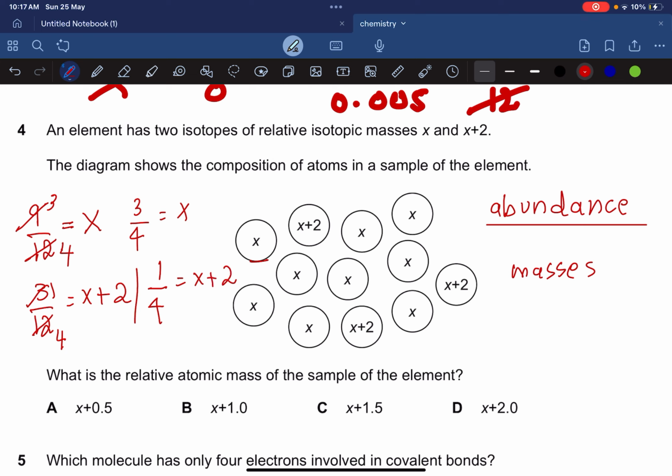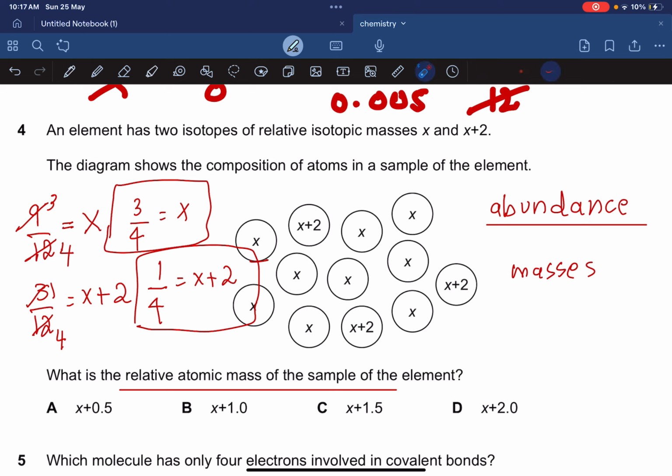Okay, I hope this part is clear. That's your abundance. Now let's work out the relative atomic mass. Some people can do it mentally and that's easy for some people, but you have to look at some things. The sample that you have more in abundance, the relative atomic mass is going to be towards that sample.